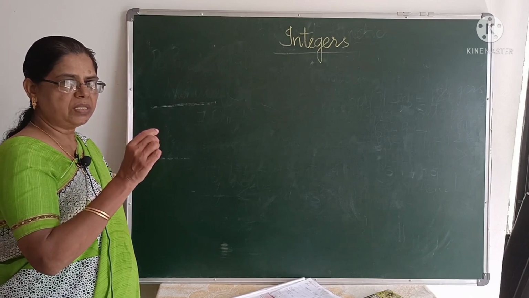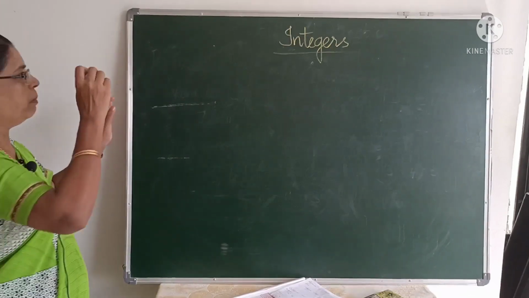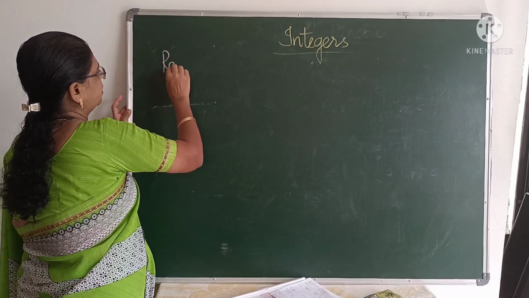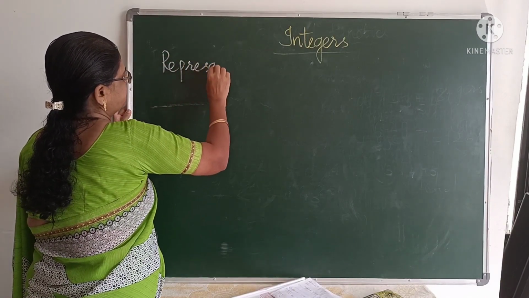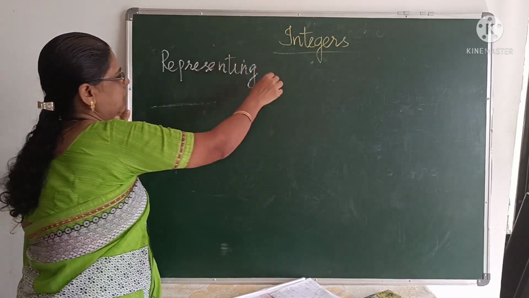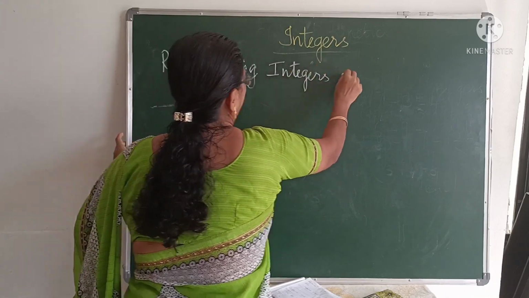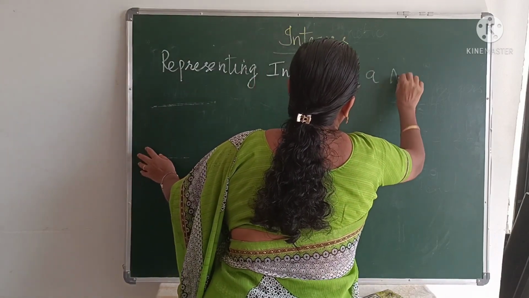Next, we are going to learn about representing integers on a number line. Now let us learn how to represent integers on a number line.